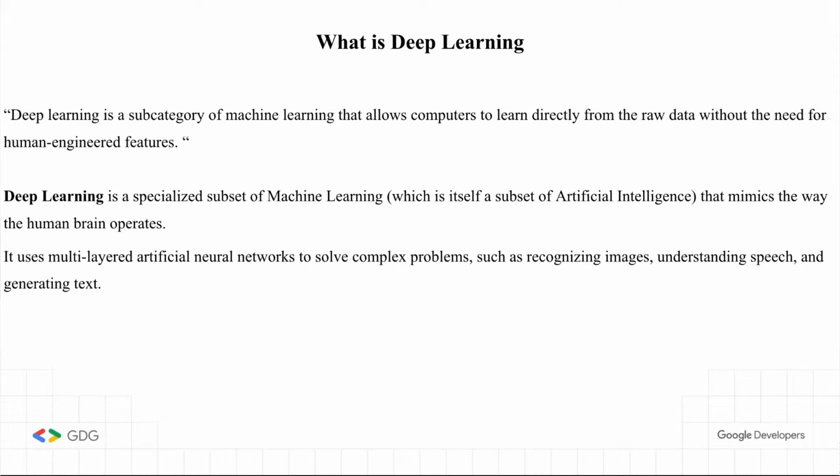So the facility that deep learning gives us is that there is no need for feature engineering. Deep learning is based on artificial neural networks to solve complex problems such as recognizing images, classification, understanding speech, and generating text.